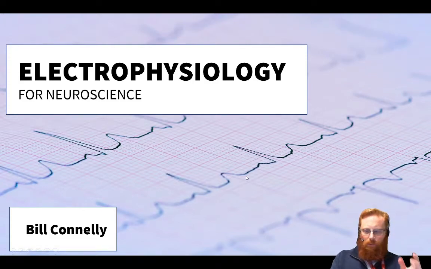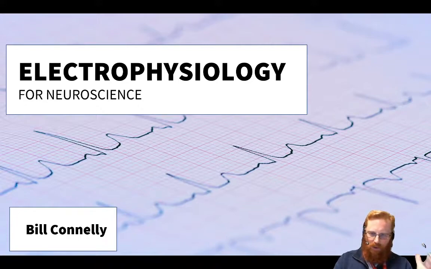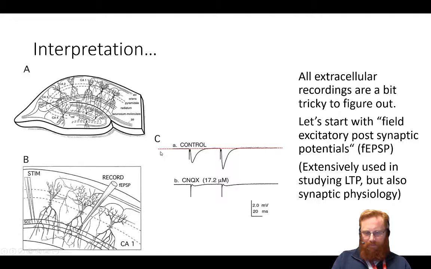So we've gone through all of the main electrophysiological methods. We've seen their uses. Let's just go in one more step of detail, right? Which is to say, if you had to read a paper with these techniques, what would you need to be thinking about? So all extracellular recordings, if you're actually looking at the waveforms, can be a bit tricky to figure out, right?